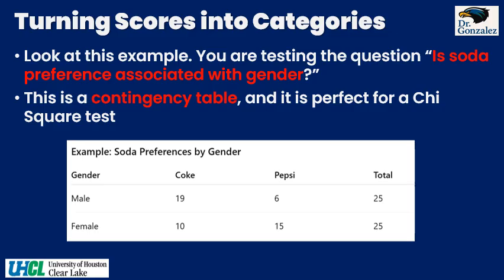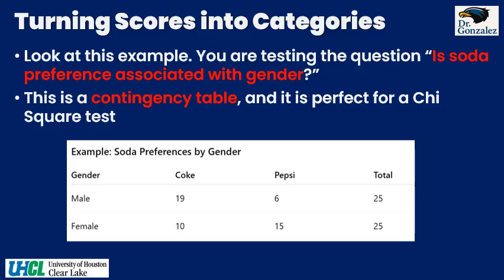So we're going to start looking at an example here about how this would fit into doing a chi-square test. If you look at the data on this slide, you're testing the question, is soda preference associated with gender? We want to know if the preference for Coke or Pepsi is different between men and women. The data underneath there are organized into what we call a contingency table, and that's the perfect setup for a chi-square.